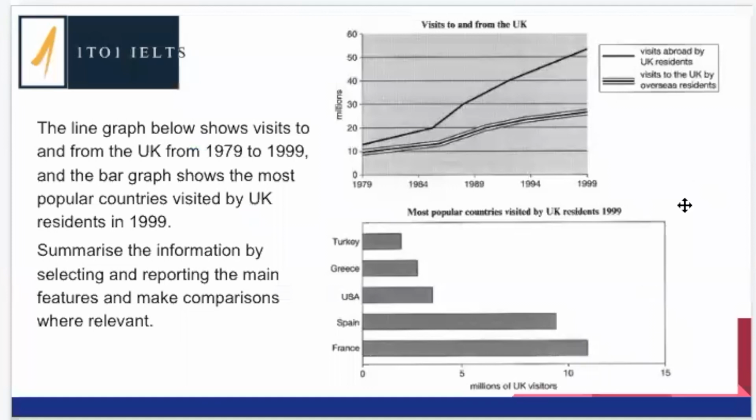So the question that we're going to look at is this one here. We can see we have got one graph here, one graph here. The question says the line graph below shows visits to and from the UK from 1979 to 1999. And the bar graph shows the most popular countries visited by UK residents in 1999. Summarize the information by selecting and reporting the main features and make comparisons where relevant.